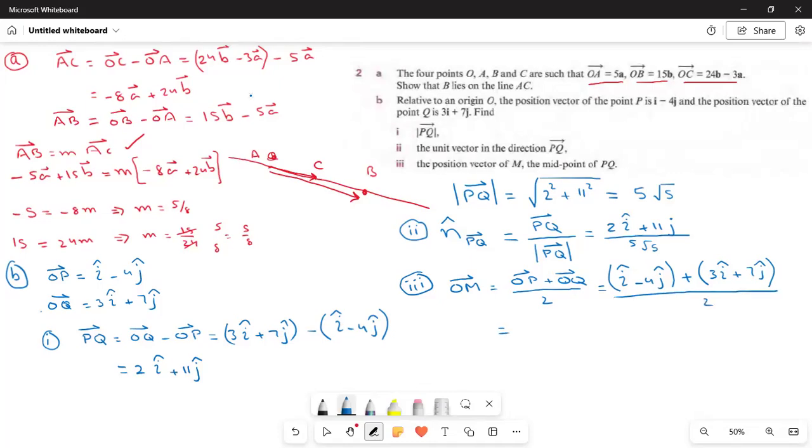So if we simplify this, 3I plus I is 4I, and minus 4J plus 7J is 3J. Divided by 2, so 4 divided by 2 is 2I and 3 by 2 is 1.5J. So this is our answer.